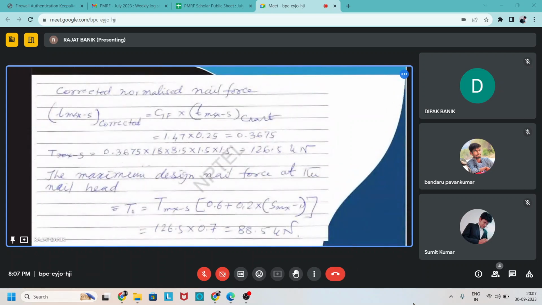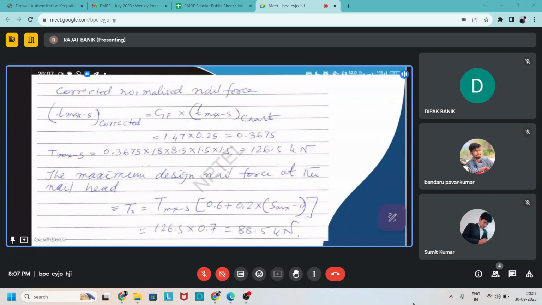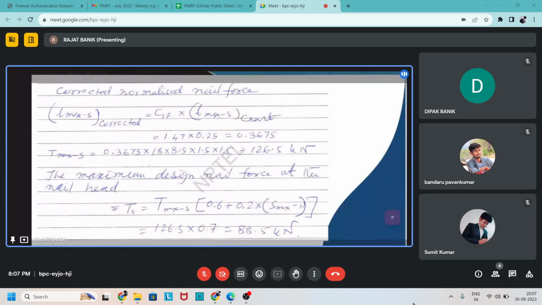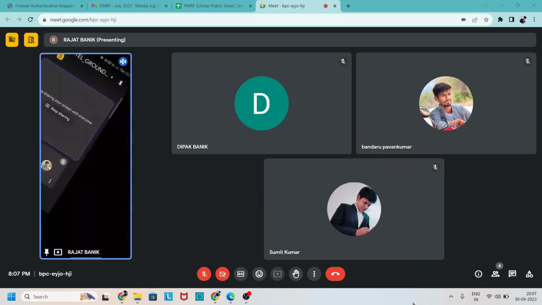It is already 8:06, and we mostly discussed the soil nail and also one problem. Up to this, I think all the portions of soil nailing are covered, and this problem is very important for your exam purpose. So now we close our session here.